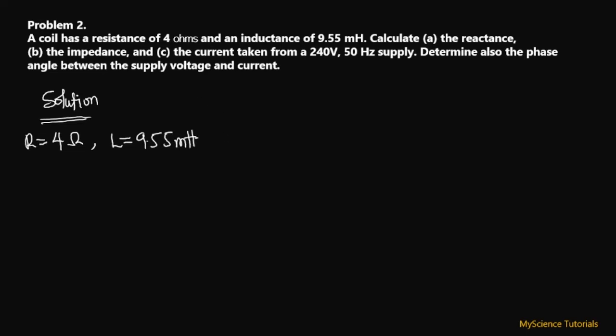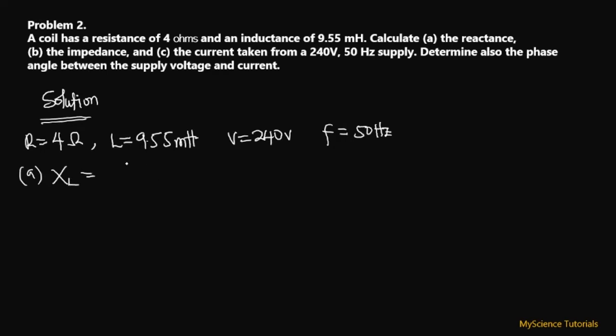So we are to calculate the impedance, the reactance, and the current taken from a 240 volt supply. We have our applied voltage to be 240 volts. We also have our frequency to be 50 hertz. All right, so part A of this question is demanding that we find the reactance. The reactance in this case is the inductive reactance, which is XL.